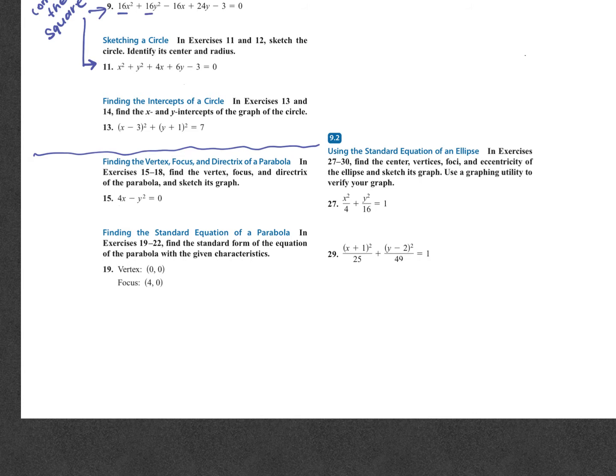For the parabolas, you've got your equation here. You want to just get it into standard form, and then find the vertex, the focus, and the directrix, which is what you will do on the test, and draw the graph of the parabola.